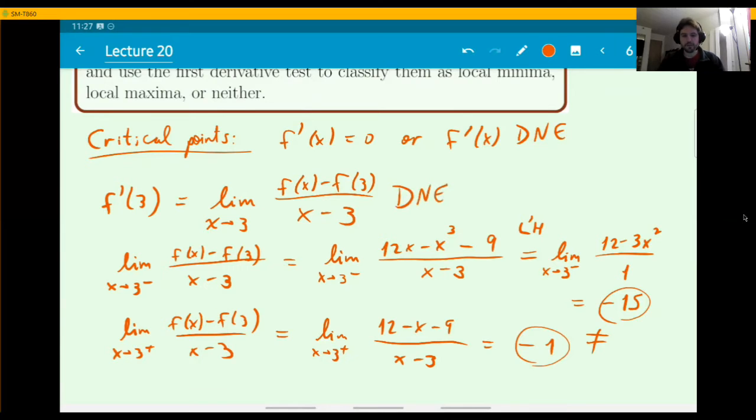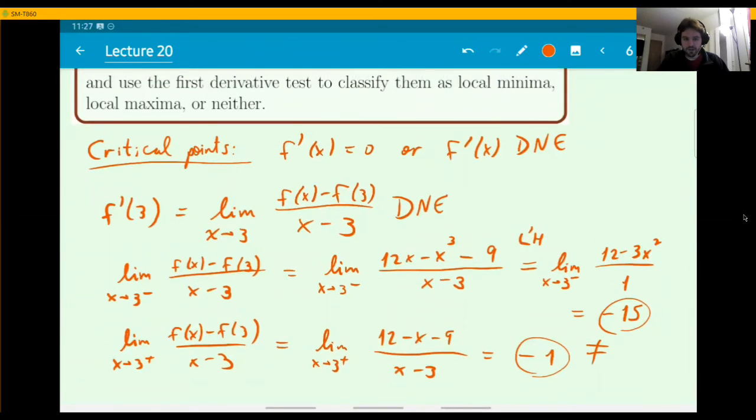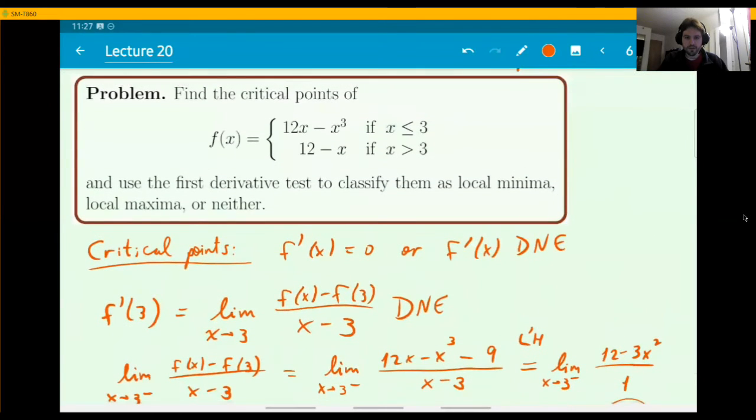That means 3 is a critical point. It would be a huge coincidence if it actually existed because we just pasted together two functions. What's happening is that they're not pasting smoothly. They're pasting at a sharp angle. So it creates a critical point there. Very good. So this is the critical point where the derivative does not exist. There might also be points where it is equal to 0. We have to check for those.